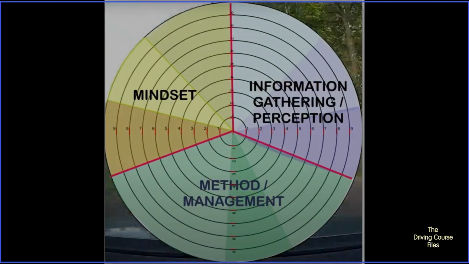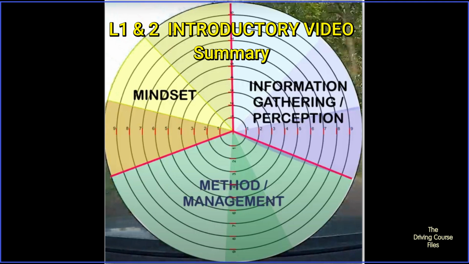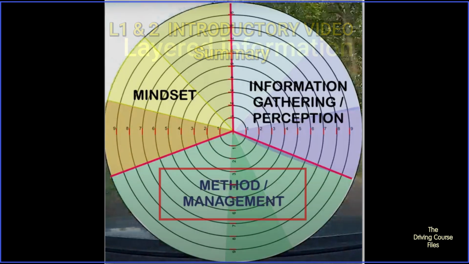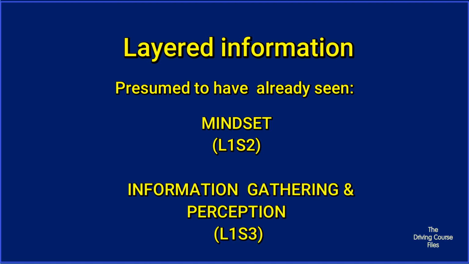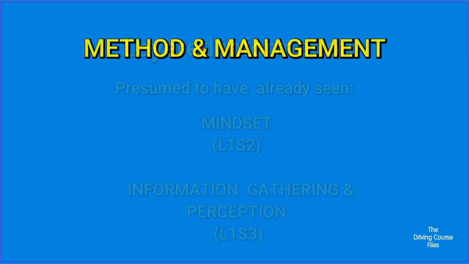Hello and welcome. The summary in the introductory video to levels 1 and 2 showed a radial chart with three core elements: mindset, information gathering and perception, and finally method and management, the subject of this video. Much of the information in this channel is layered, so it is presumed that you have already seen those level 1 videos on mindset, L1S2, and information gathering and perception, L1S3.